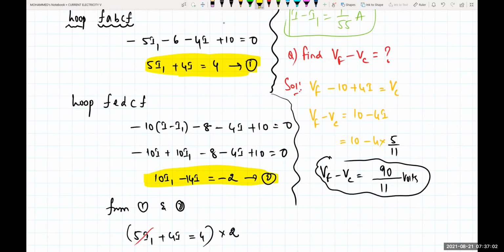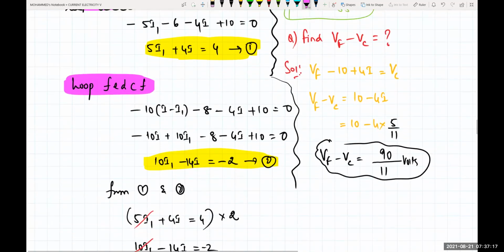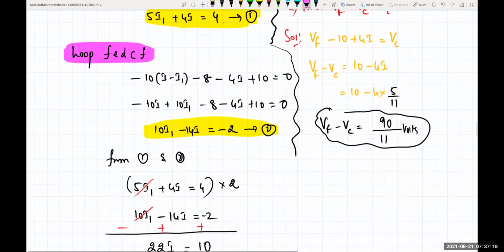Is it clear for everyone? Second loop clear? First loop is F, A, B, C, F. And second loop is F, E, D, C, F. Is it clear for everyone? Yes, sir. Chalo. From equation 2, just simplify the equation.